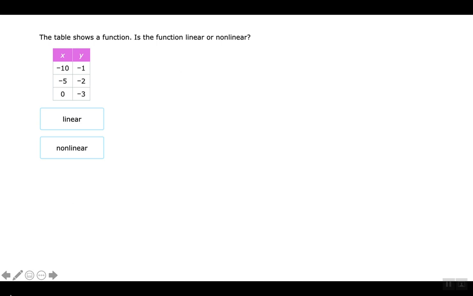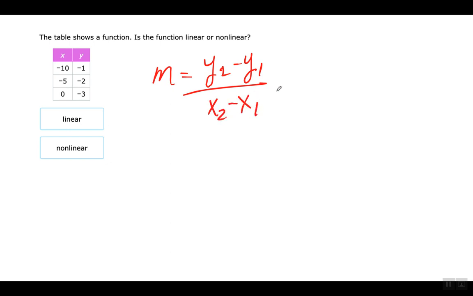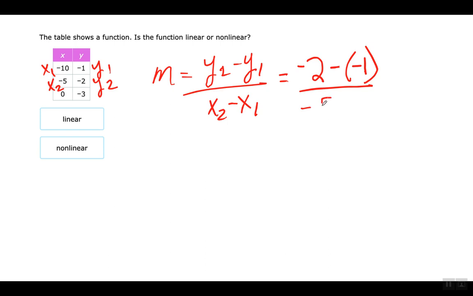All right, so when I do the first two, on the top I'm going to have negative 2 minus negative 1. Look at the double negative signs. That's something that's very simple for you guys to mess up if you're not too sure about that. Negative 2 minus negative 1, and on the bottom it's going to be negative 5 minus negative 10.